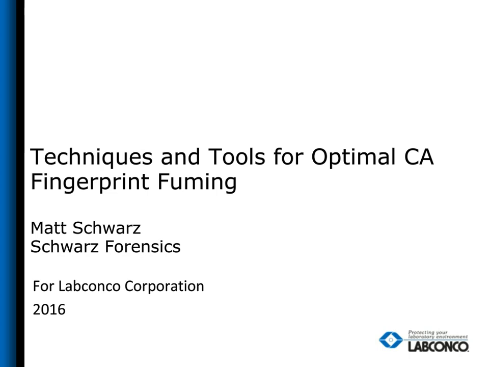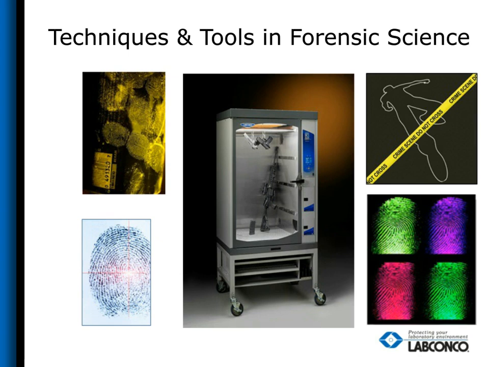We're going to be talking about latent print development using cyanoacrylate, also known as CA or superglue fuming. It's a very easy to use and cost-effective method that's used widely throughout law enforcement and forensic laboratories across the world. This technique can be used in the field or in the lab interchangeably.